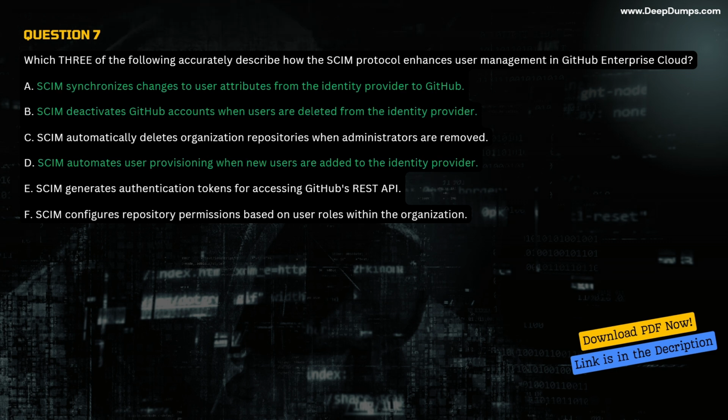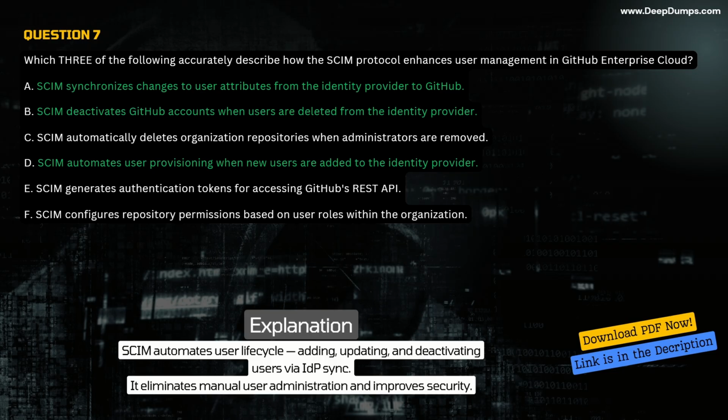SCIM synchronizes changes to user attributes from the identity provider to GitHub. SCIM deactivates GitHub accounts when users are deleted from the identity provider. SCIM automates user provisioning when new users are added to the identity provider. Explanation: SCIM automates user lifecycle, adding, updating, and deactivating users via IdP sync. It eliminates manual user administration and improves security.